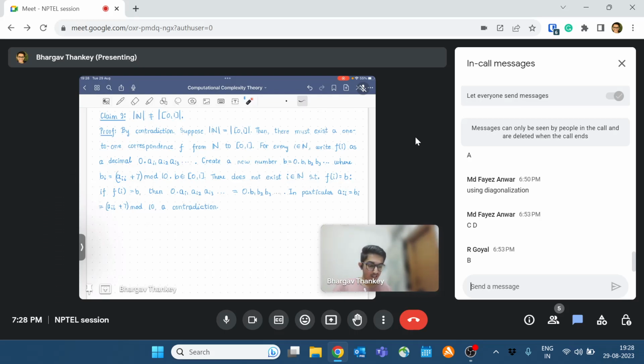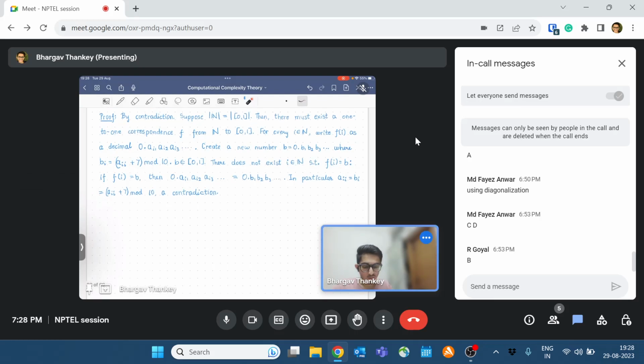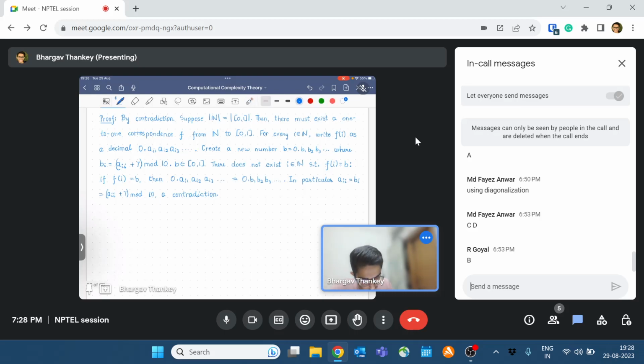Okay. But why did we prove this? What are we going to do using this is the following. f is not an onto function. f is not onto. So from here I want to claim that f is not onto. Is it clear why?